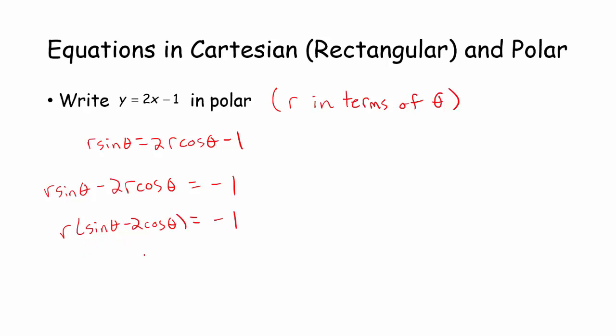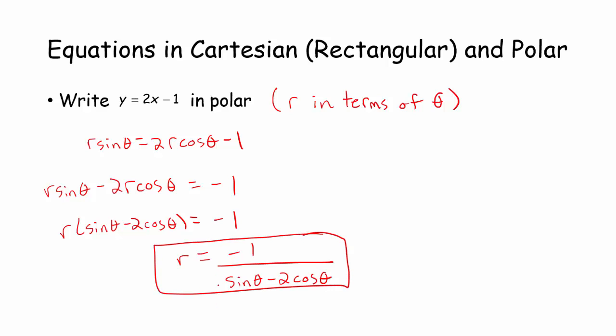And then divide both sides of the equation by sine theta minus 2 cos theta. So look at that. That equation is the equation of a line in polar. That's basically saying, if you gave me an angle, like pi over 4, you could substitute pi over 4 in for theta and figure out a radius. If you went to a standard position angle of pi over 4 and then went out that r value, you would get a point that is on the line.